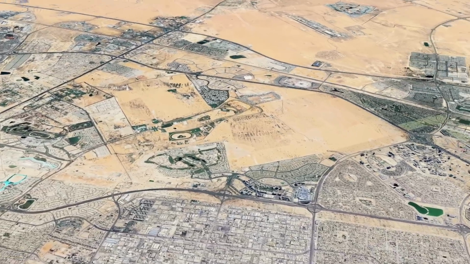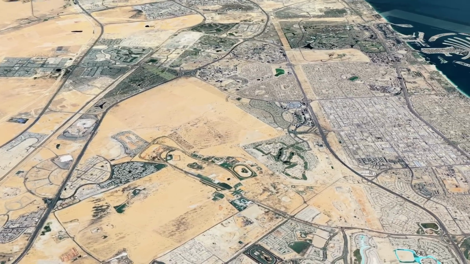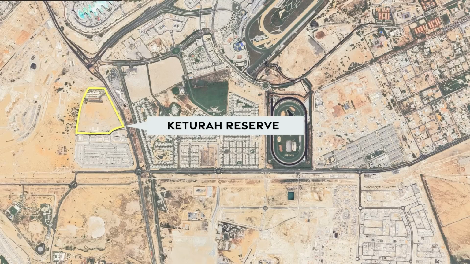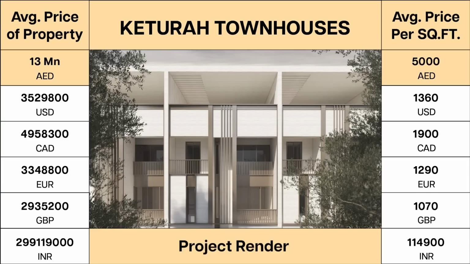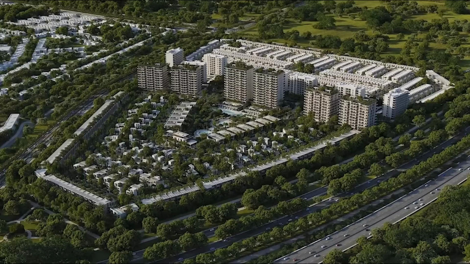Now I am going to cover the townhouse and villa communities of Zone 2, starting with those sold at the highest price per square foot. Ketura Reserve is a small community to be built by the developer MAG, where they are offering very high-end quality apartments, townhouses and land plots. The townhouses are one of the largest and most expensive here in Dubai, with an average price per square foot of 5,000 and an average price of a townhouse unit being 13 million dirhams. The developer is also selling plots at 1500 dirhams per square foot.